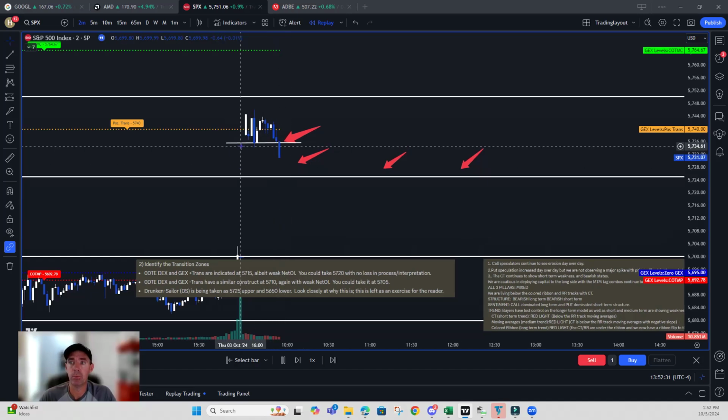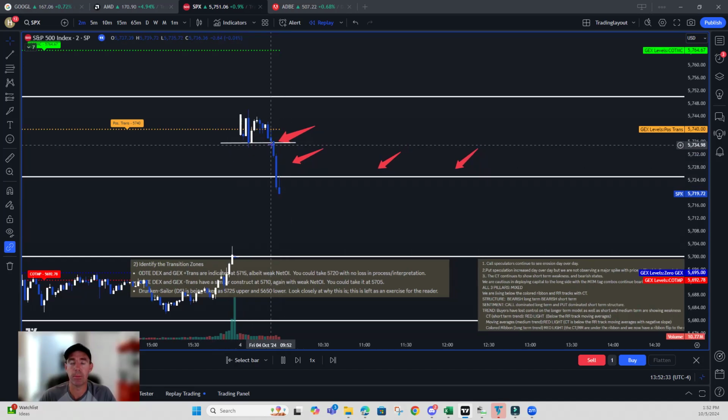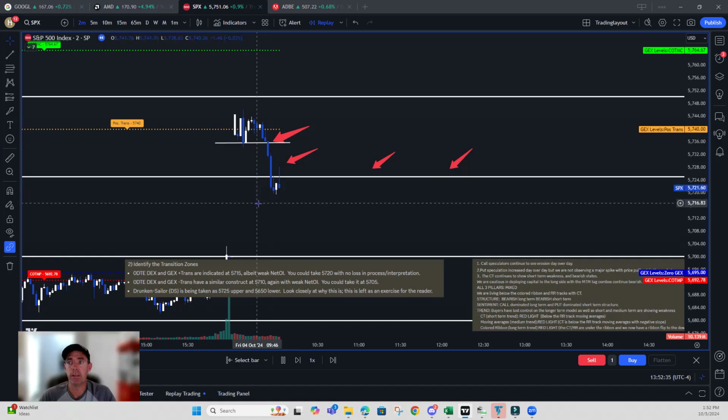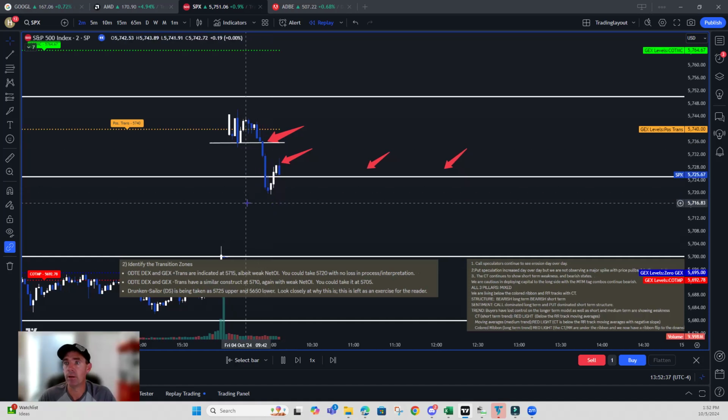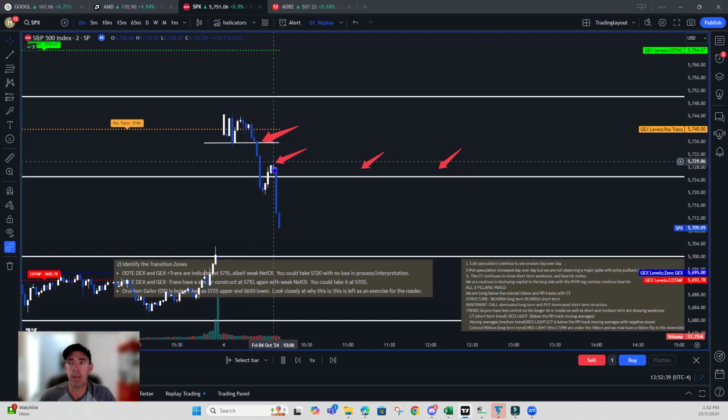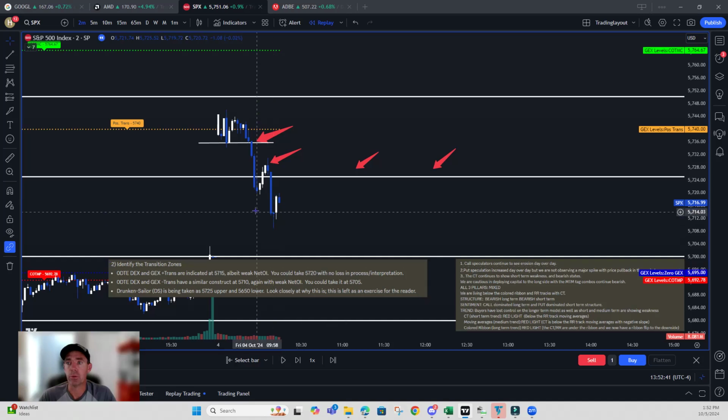We continued on and we broke the opening low, which gave us a great opportunity to short. We entered the trade and then scaled some out as we moved down towards that 5725. And then we had another opportunity to short again, as this was a key gamma delta level, and we knew it was going to be difficult to get above and stay above with puts in control.